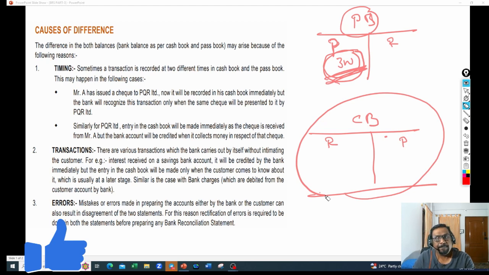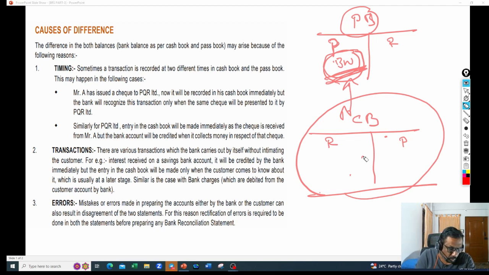Obviously, what will happen when you compare these two balances on one particular day? This transaction is not recorded here. Since this transaction is not recorded in the cash book, you see a difference between these two. So this is one of the reasons why you are getting the difference. Are you getting my point? Another important cause for the difference is that some of the transactions banker would have debited or credited to our accounts, but you wouldn't have recorded them.